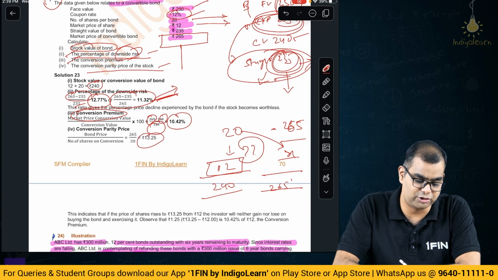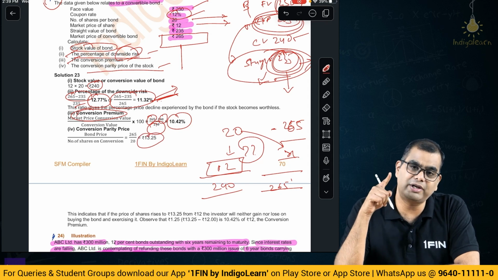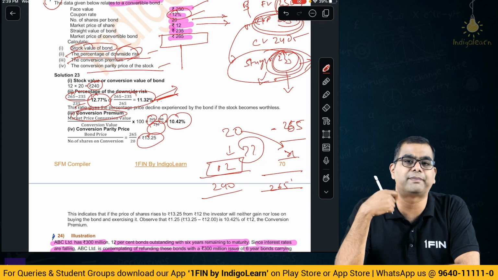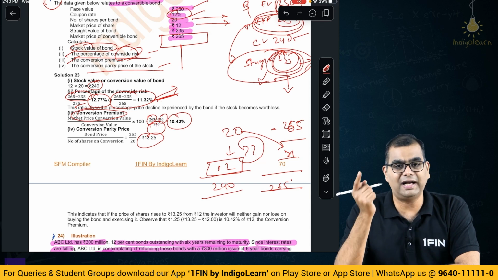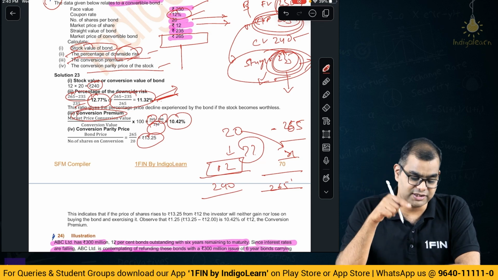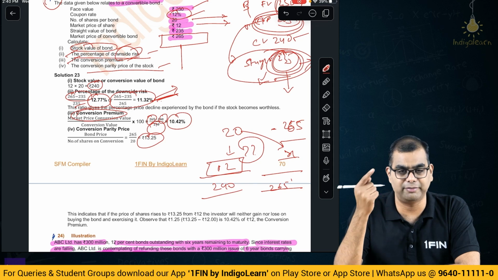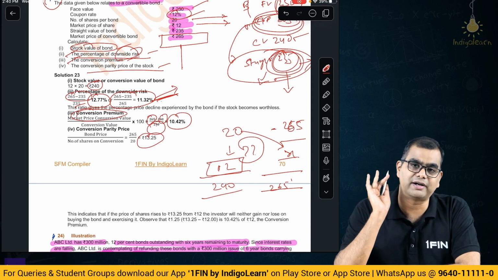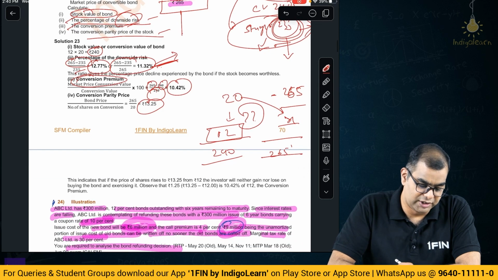You will get a value of 13.25. So if the equity price is 13.25, or if you are converting each bond at a price of 13.25, that will reflect existing bonds, whatever you get, 20 bonds per debenture, into the conversion rate. You will get a value which is equivalent to your current market price of the bond, which is 260. This indicates that the price of the share rises to 13.25 from the current 12. Investor will neither gain nor lose on buying the bond and exercising it.